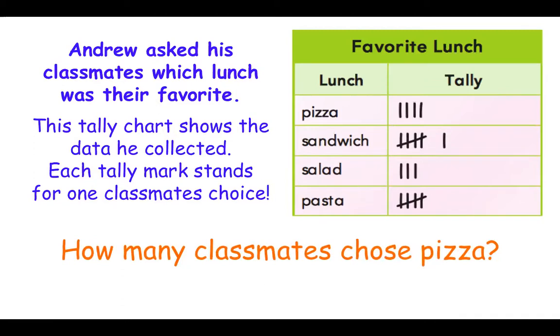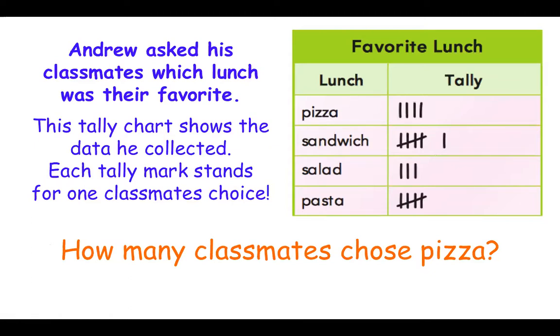How many classmates chose pizza? So now this question is asking just about pizza. So we don't have to look at sandwich or salad or pasta because the question is asking about pizza. So if I go up to pizza, I see that pizza has 1, 2, 3, 4 tally marks. That means 4 classmates chose pizza.